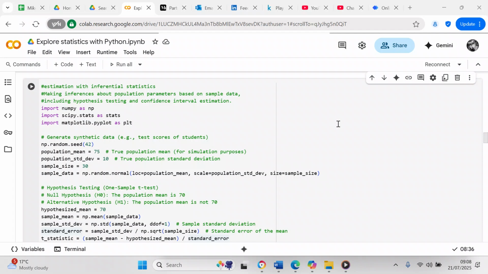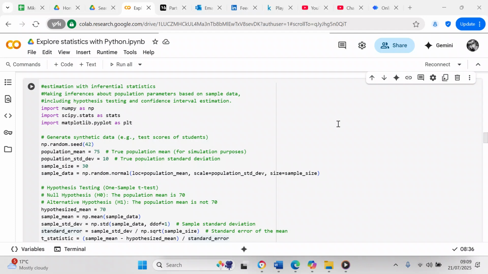In this particular video, what we're going to be talking about is estimation with inferential statistics. What that does is make inferences about population parameters from sample data, including hypothesis testing and confidence interval estimation. We're going to review the code of a program that demonstrates estimation with inferential statistics. Before we do that, we need to import 3 libraries to execute the program.